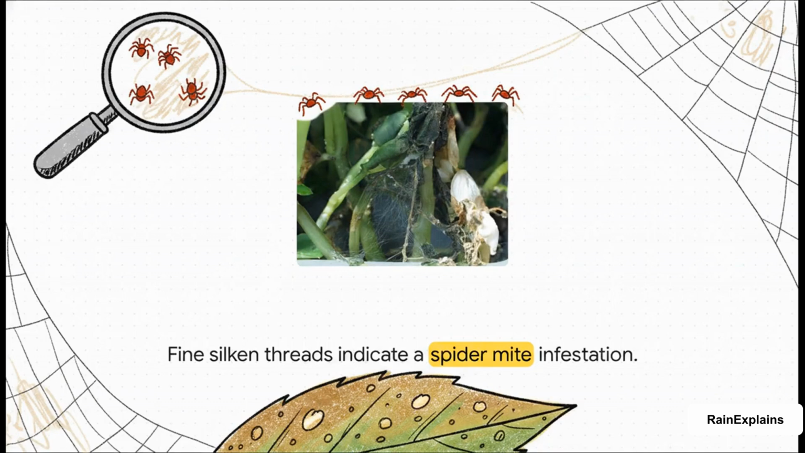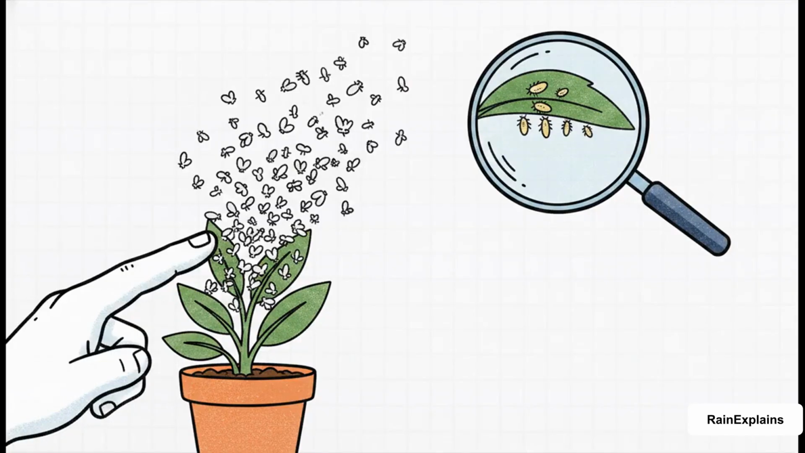Instead, you'll see this: unmistakable fine webbing draped across the stems and leaves. And it's usually accompanied by foliage that looks all dusty and bronzed because they're literally draining the chlorophyll from individual plant cells.